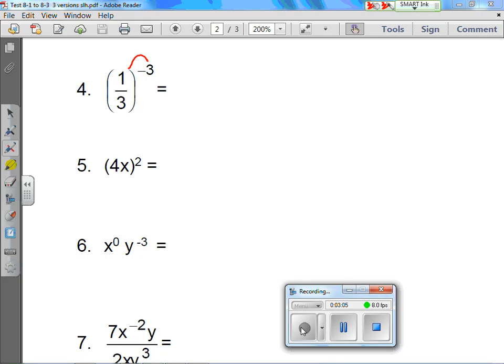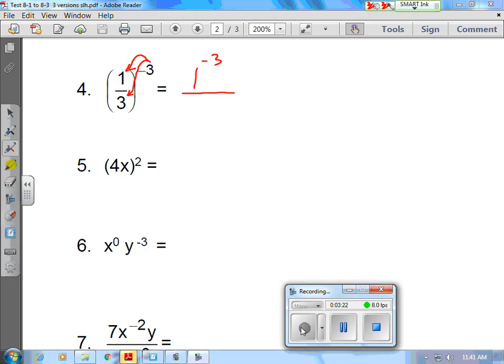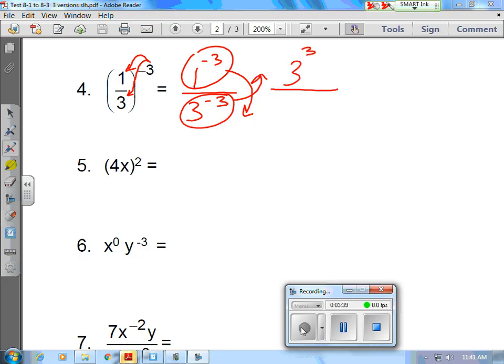All right, number 4, when you have an exponent outside of a fraction, that exponent gets applied and distributed to the numerator and the denominator. So you get 1 to the -3rd over 3 to the -3rd. But we don't leave the exponents negative. So we're going to take the 1 to the -3rd and move it to the bottom, 3 to the -3rd and move it to the top. So it'll become 3 to the +3rd over 1 to the +3rd.